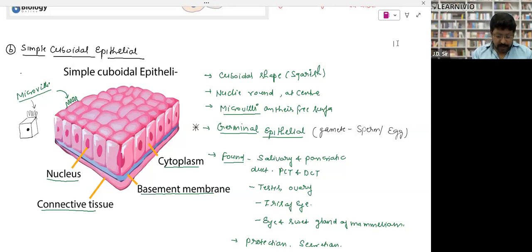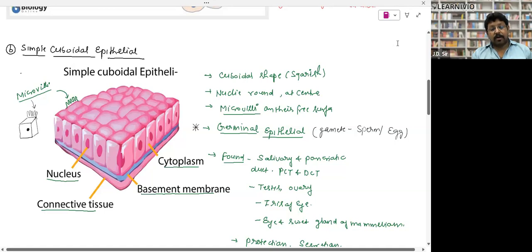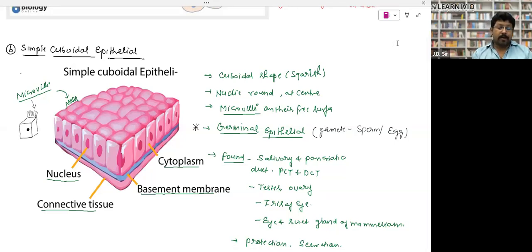Next point. They are found in salivary gland, pancreatic duct, testis, ovary, iris of the eye, and sweat gland of mammals.